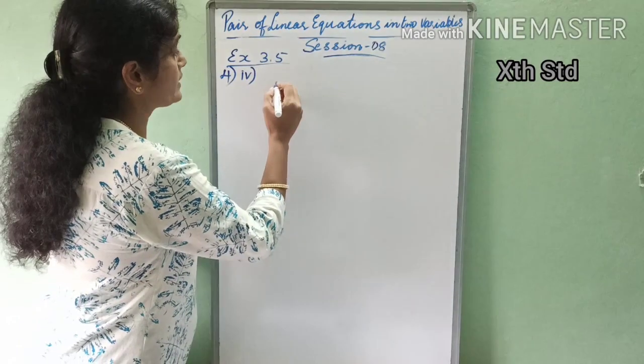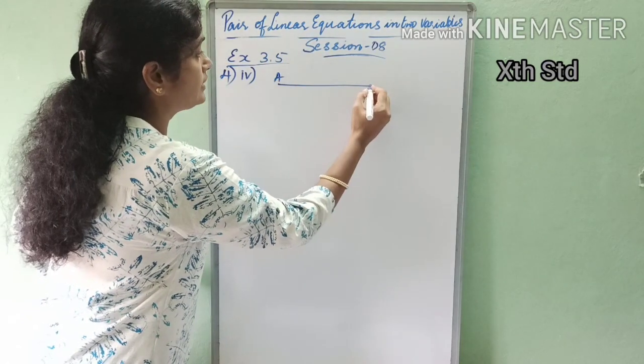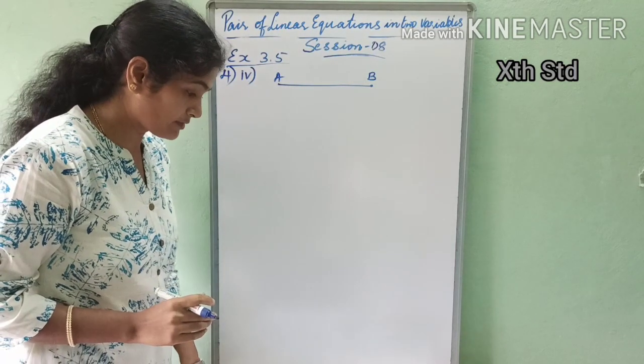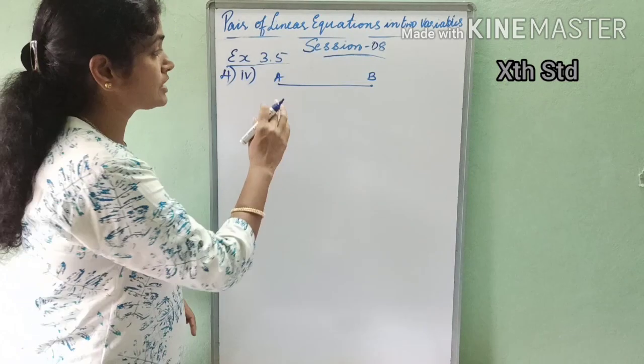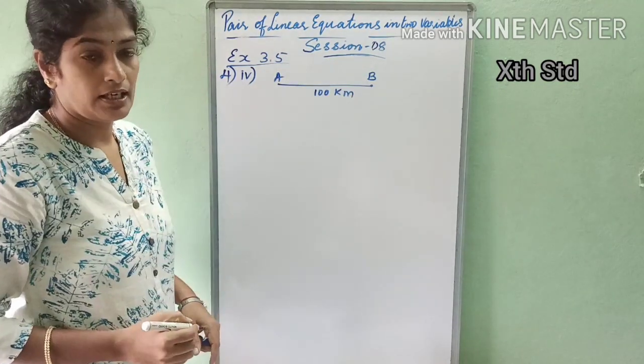So, there are two places, namely place A and this is place B. Two cars are at these places A and B. They are 100 kilometers apart.